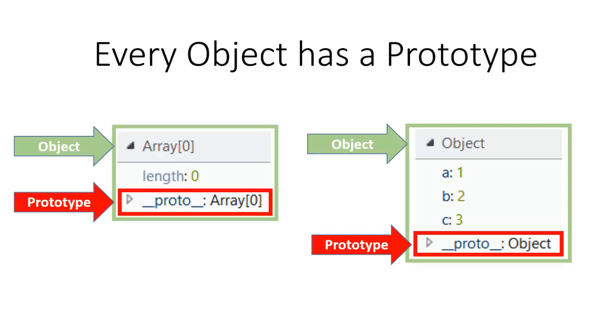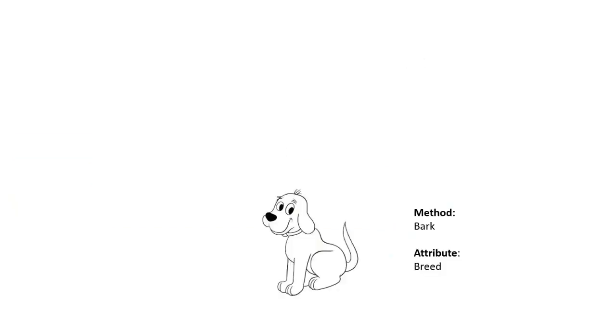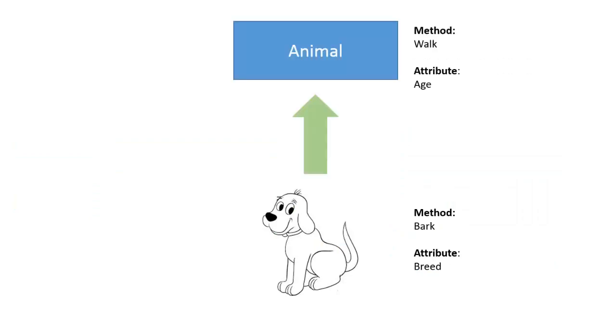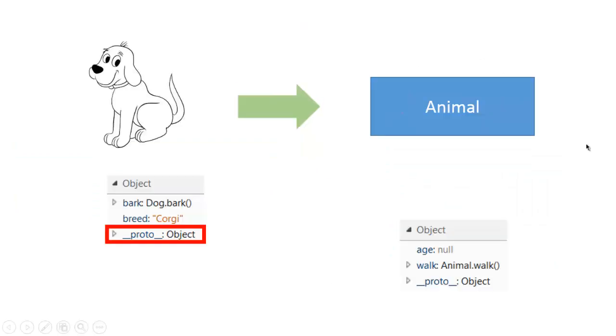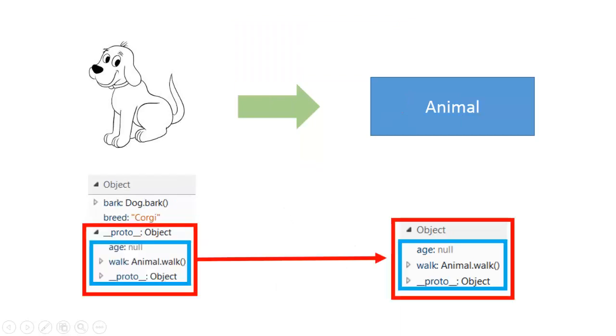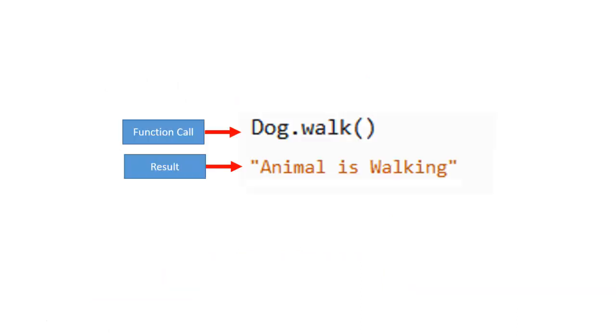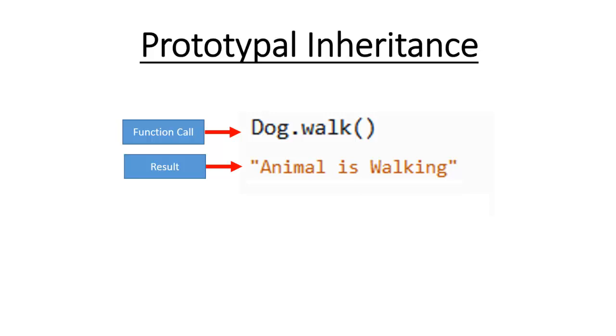To understand this, let's look at an example. Let's say we have a dog object, and we want to inherit all the methods and attributes from the animal object. To do this, we set the dog's prototype to be the animal object. By doing this, we will be allowed to use all the methods and attributes in the animal object from the dog object. The act of sharing methods and attributes from the prototype is called prototypal inheritance.